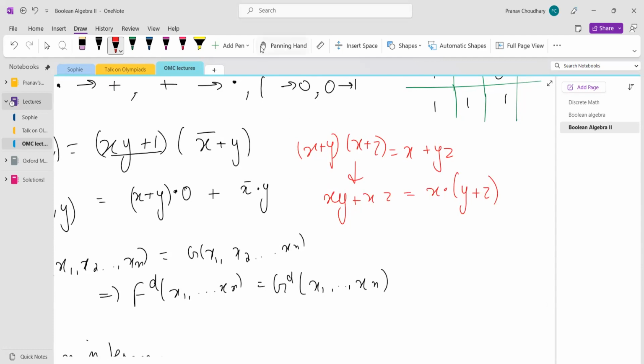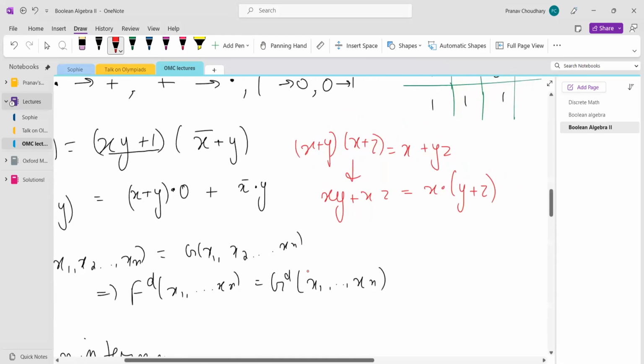Wait, I have a doubt. Is the converse also true? What do you mean by converse? Like if two functions have the same dual, then they will be the same. It should be, yeah, right, because the dual of a dual is the same function. Yes, exactly.